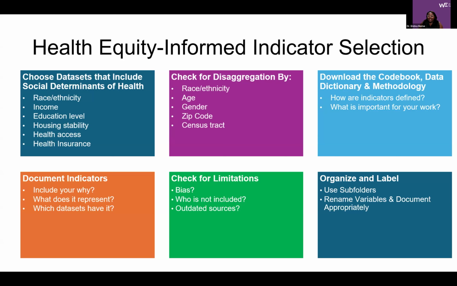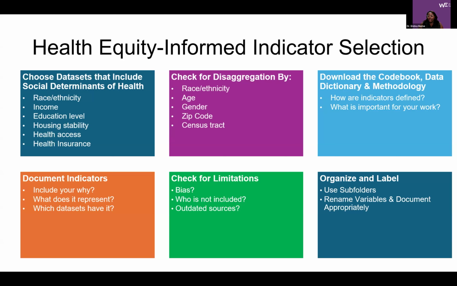What information is missing? Does it not include income? Does it not include race? Does it not include educational status? Data sets that don't have those can only do so much when you're looking at a health equity informed decision, when you're trying to decide which measures you want to look at.